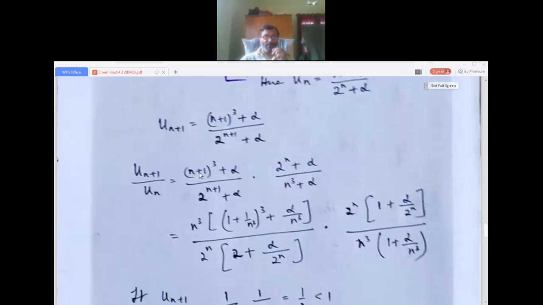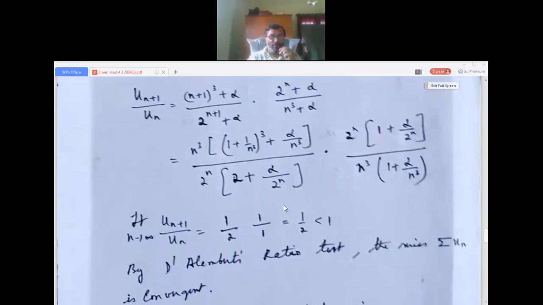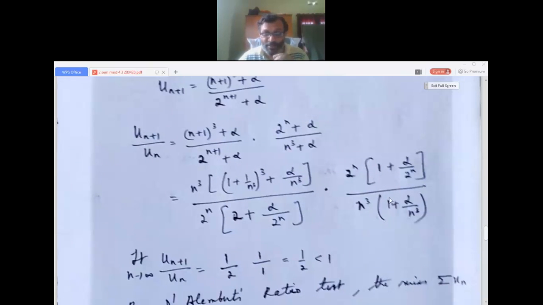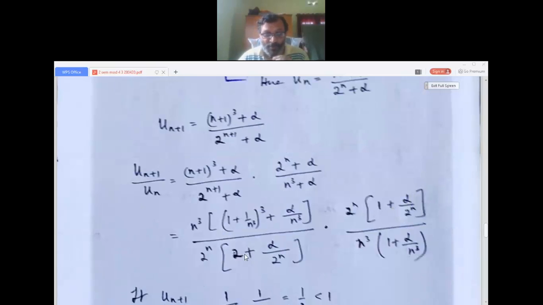Now we try to simplify this. This will be n cubed outside, (1 plus 1 by n) whole cubed plus alpha by n cubed, because I removed n cubed throughout outside. 2 power n outside, so 2 plus alpha by 2 power n. Here 2 power n outside, 1 plus alpha by 2 power n. Here n cubed outside, 1 plus alpha by n cubed. Now we apply the limit. Limit n tends to infinity, un plus 1 divided by un. When you put n equal to infinity, it's alpha by infinity. Any number divided by infinity is 0.